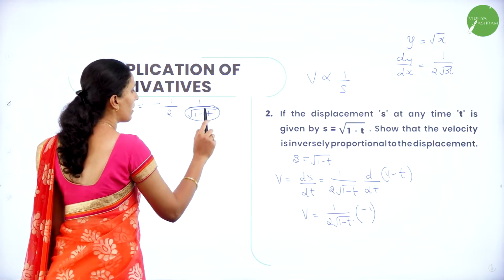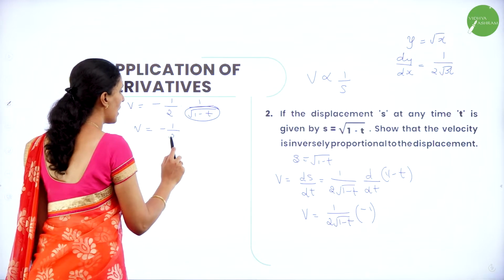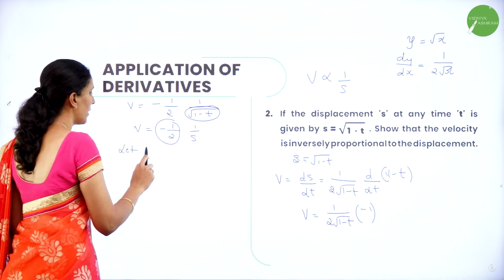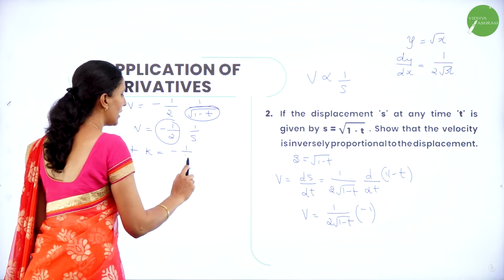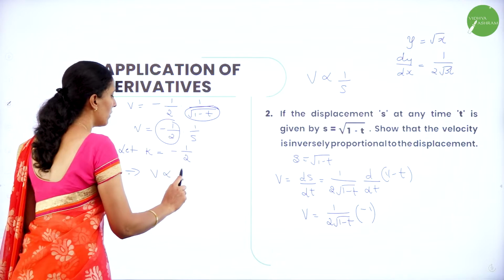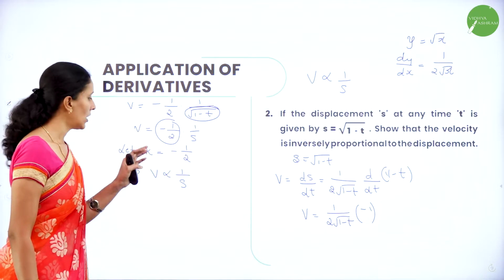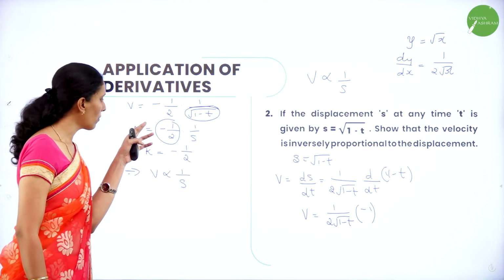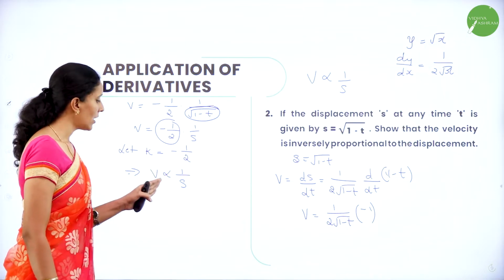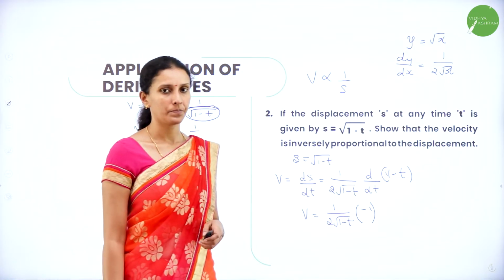What is this root of 1 minus t? It is nothing but s. So v = minus half into 1 by s. Now I'll take k as some proportionality constant. So this implies v is inversely proportional to s. If I remove the equality with the proportionality constant, I get the proportionality. So there I get v is inversely proportional to s. Hence, we have proved this.